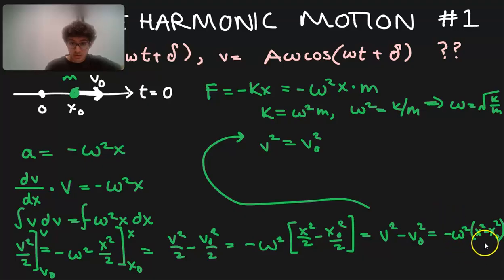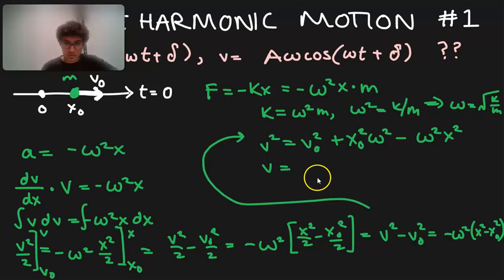And then on the right hand side over here, we actually write this as plus x naught squared omega squared, and then minus omega squared x squared. So what is v going to be? v is just going to be the square root of this entire thing right here.